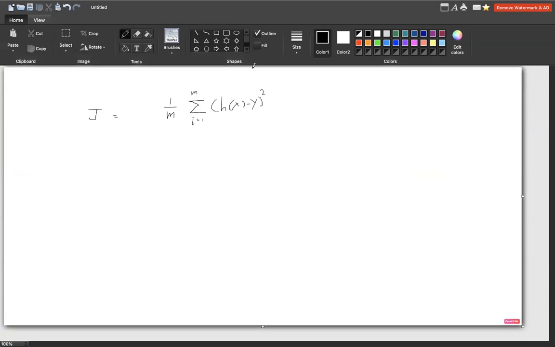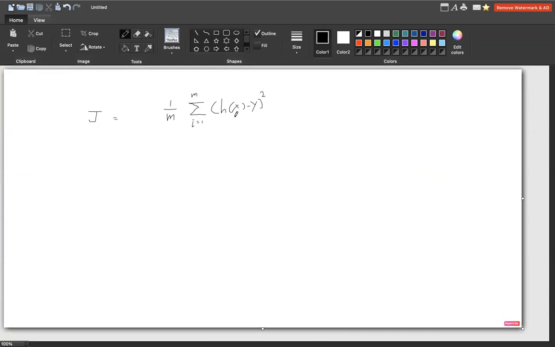No. But then h of x, what is the value of h of x equal to? Theta naught plus theta 1 into x. That is our formula for our prediction, right? So now, since we calculated J, what are the values that J depends upon?